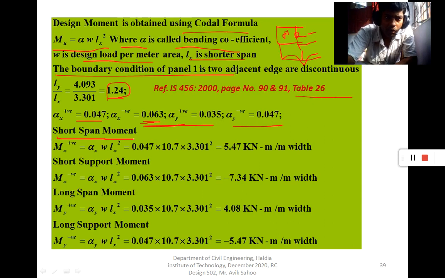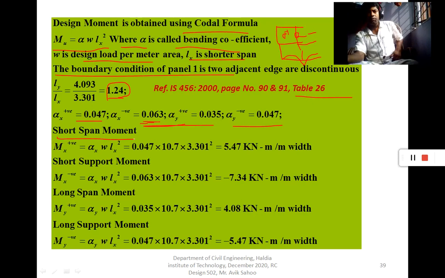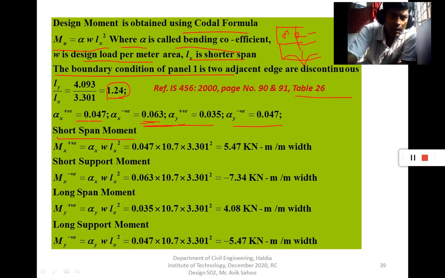Next we calculate the short span moment using the formula alpha x W Lx square. Alpha x we already get from table 26. W is known, that is the design load, 10.7 kN per meter square. Lx is the shorter span, because to compute the moment, the shorter span is considered for the shorter direction moment as well as the longer direction moment. Now we get the moment 5.47 kN meter per meter width.